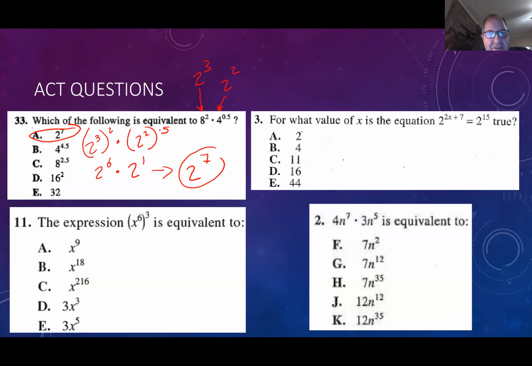Okay, you do the remaining 3 here. These should be about 10 seconds each. And again, these are actual questions from the ACT.